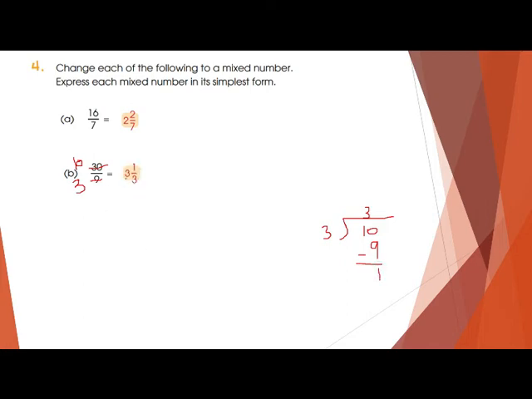So how can you write the answer? 3 whole and 1 over 3. This 3 is written over here as 3 whole, and this 3 is the divisor, so we are writing it over here. What is the remainder? 1. So I'm writing it over here. I hope you are clear now.